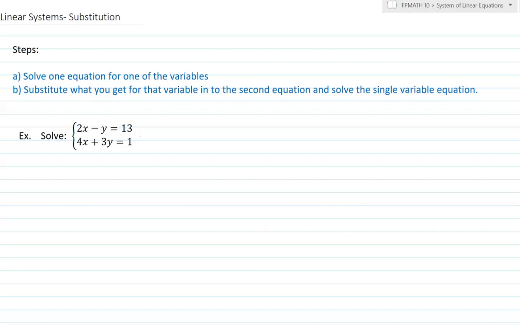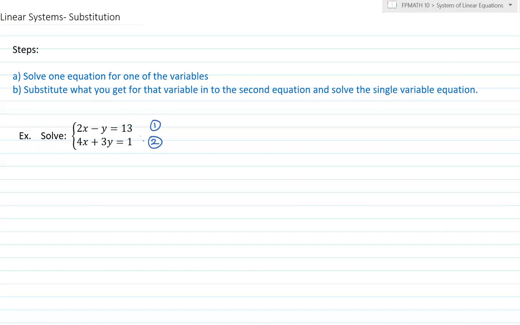Good day again. So today we are going ahead with the linear systems and solving linear systems. This time we are going to use another algebraic method called substitution. All right, so let's start with labeling the two equations. So we call them equation 1 and 2.